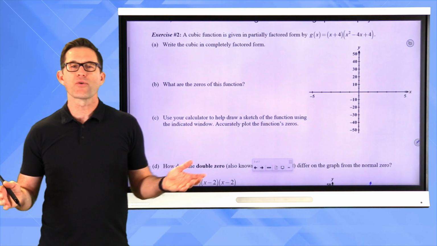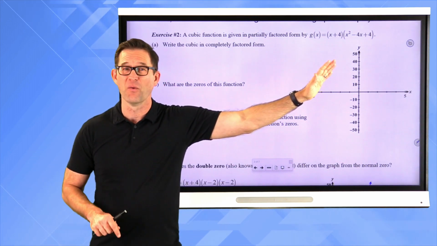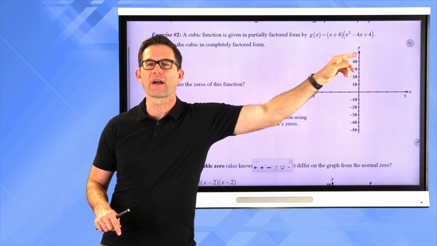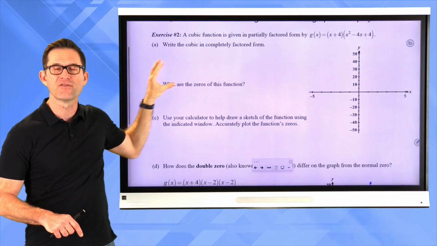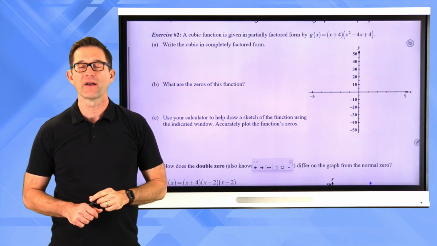All right, so in other words, what I'm asking you to do, I don't want you to multiply it out. That's the opposite of what I want. I want you to just factor that quadratic, right? But get down the entire cubic in factored form right there. Pause the video now and go ahead and do that.